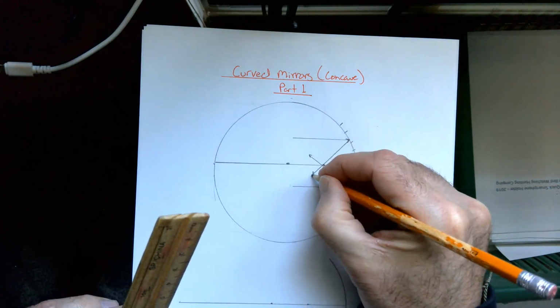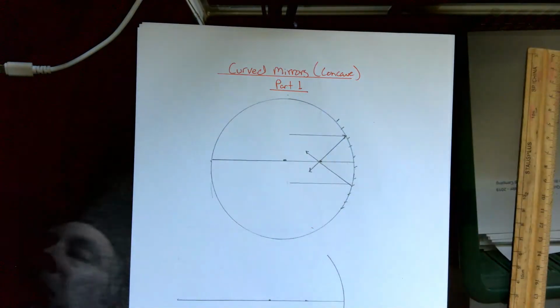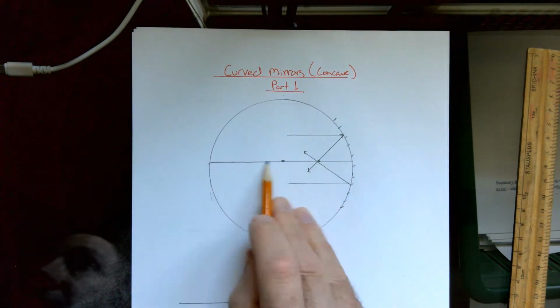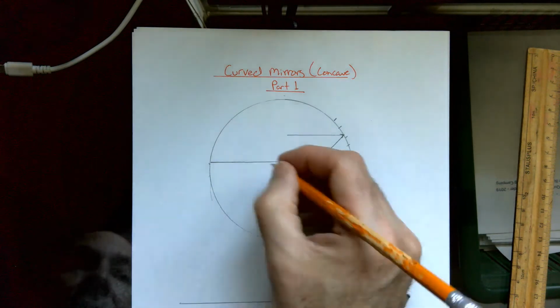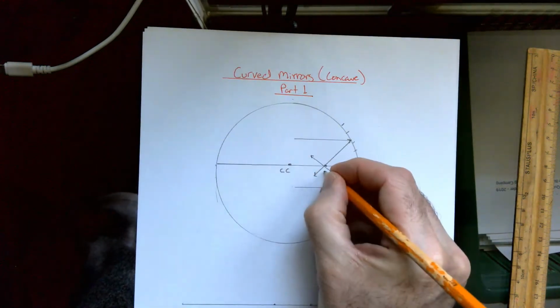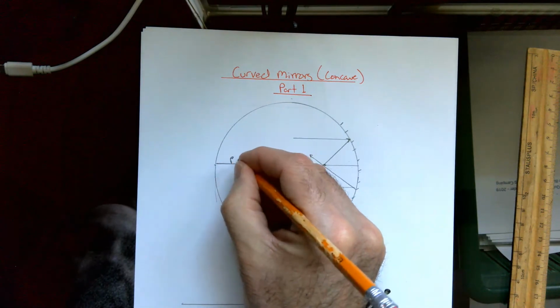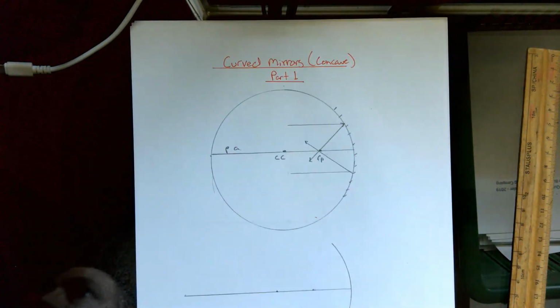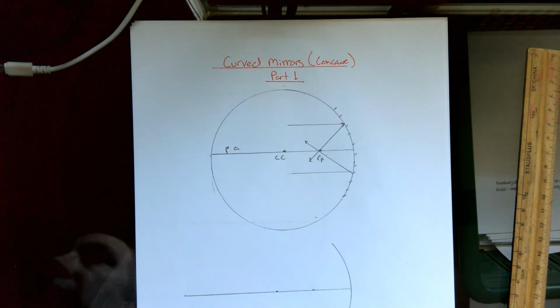Now remember, as you go through these videos, you should be taking some notes. I would be labeling this as the principal axis, center of curvature, focal point. Some people use short forms like this. And remember, one of the advantages to having video is you can always go back and replay it.